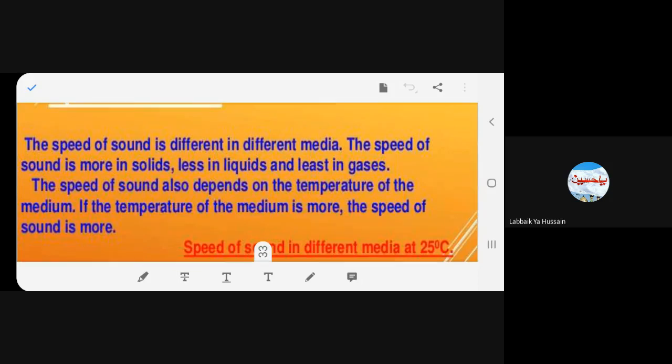So if the temperature is more, then speed is also more.